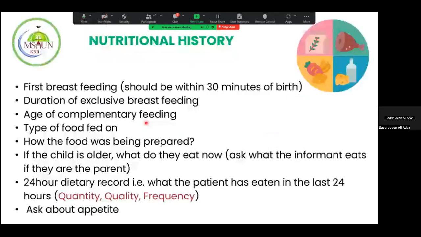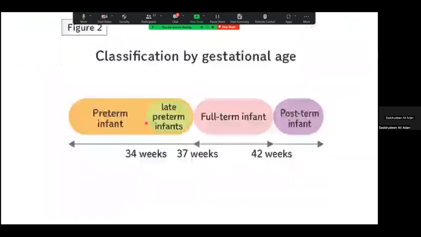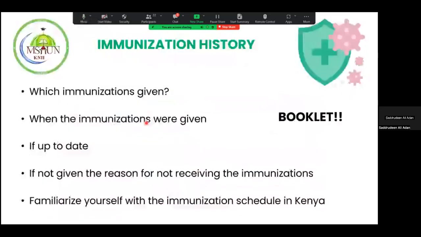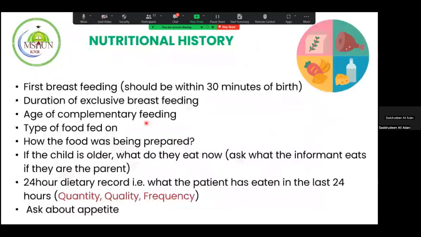For the nutritional history, the first time a baby comes, we don't care about nutrition so much; we care that the baby has to feed within the first hours. If they don't breastfeed, they will be exposed to neonatal hypoglycemia. It's very difficult.